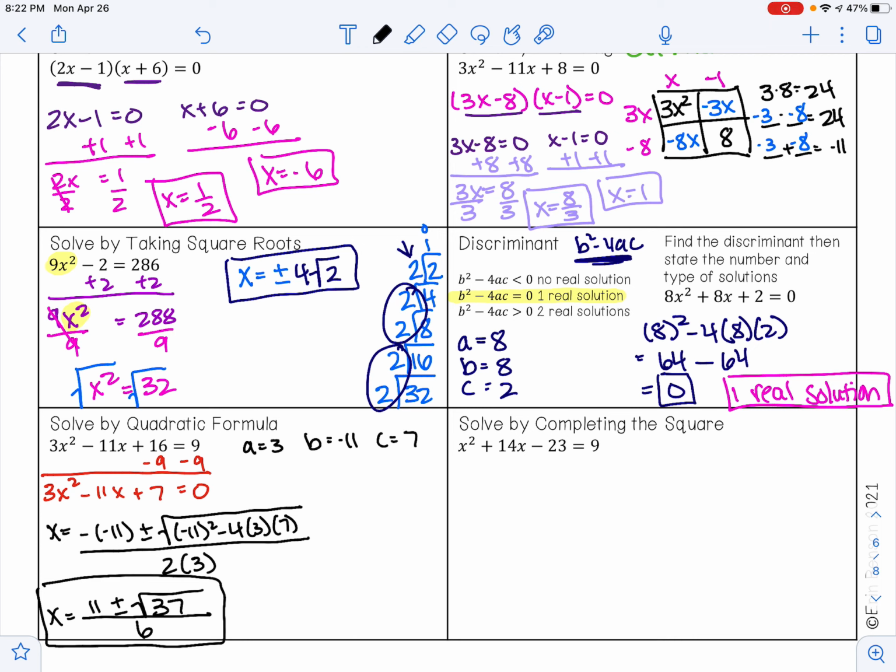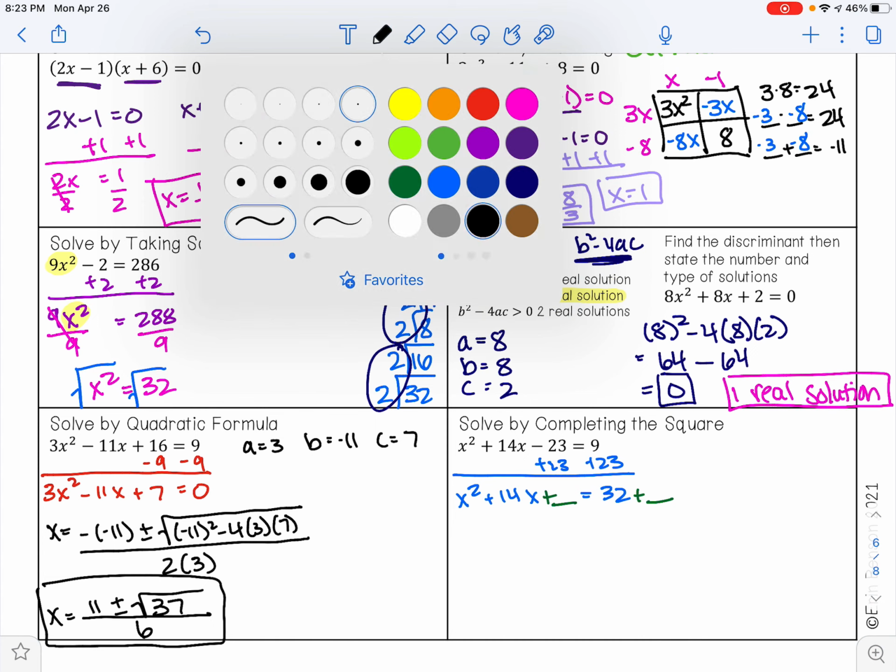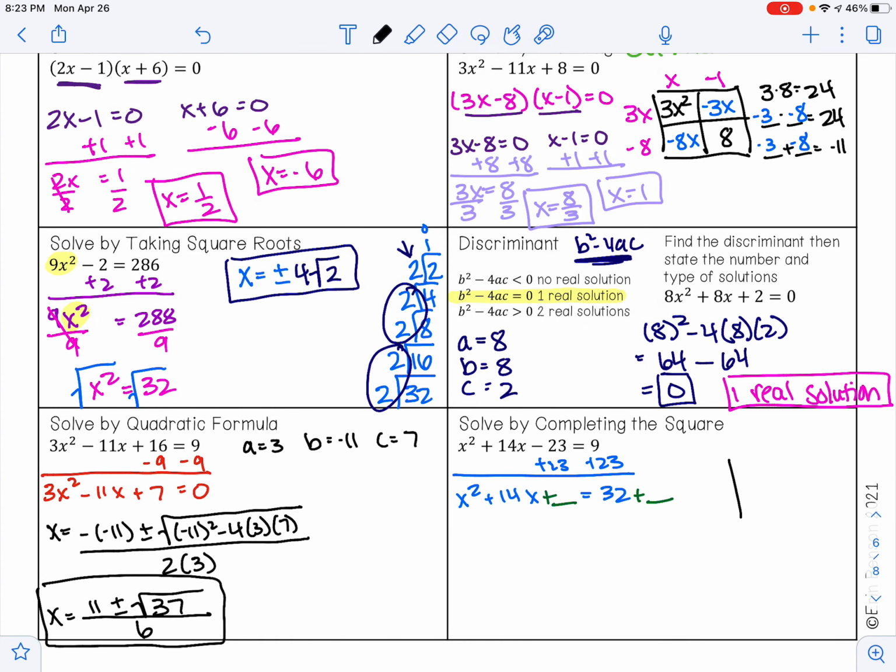The last method that we learned for solving quadratic equations is solving by completing the square. To do this, you want your x's on one side and your constant on the other. So my first step is going to be to add 23 to both sides. And so I'll have x squared plus 14x is equal to 32. From here, I can set up my blanks. And now I am ready for the process of completing the square.